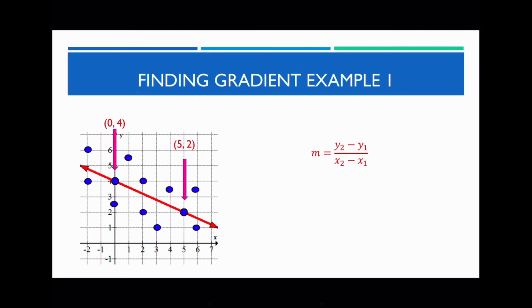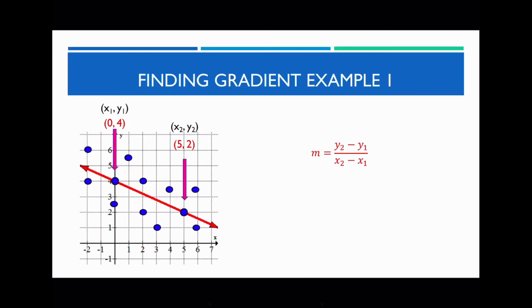Once I've identified two coordinates that are on my line of best fit, I'm going to label each of my coordinates as x1, y1, x2, y2, okay? And it doesn't really matter which way you go, but I always go from left to right, x1, y1, then x2, y2. What we do then is we need to substitute these values into the formula.